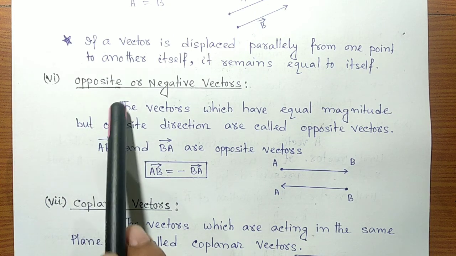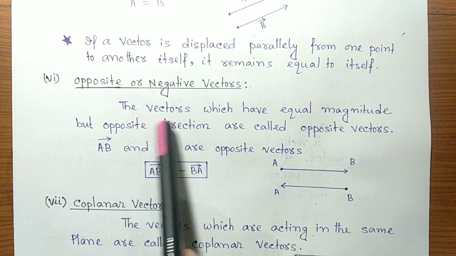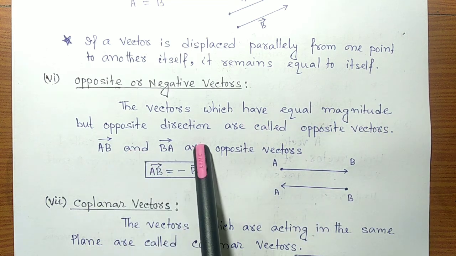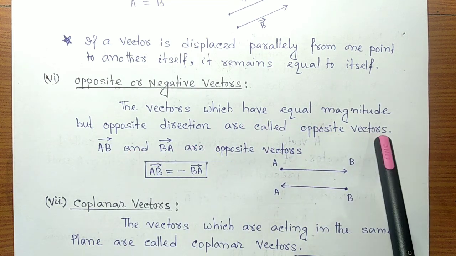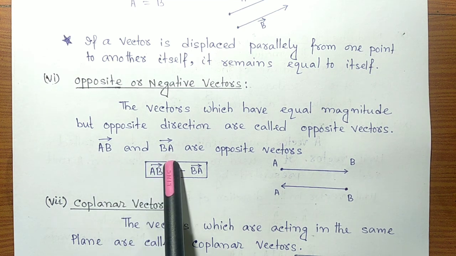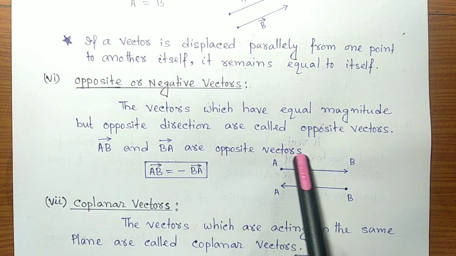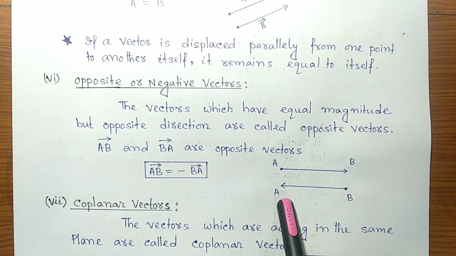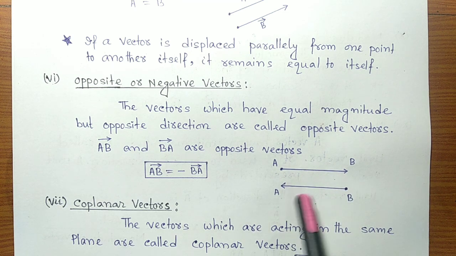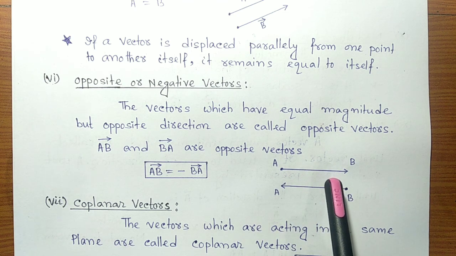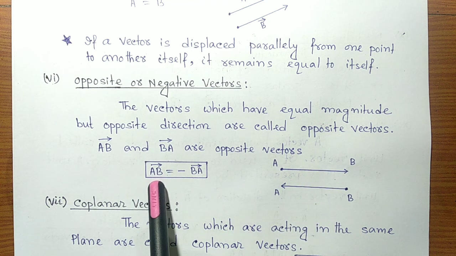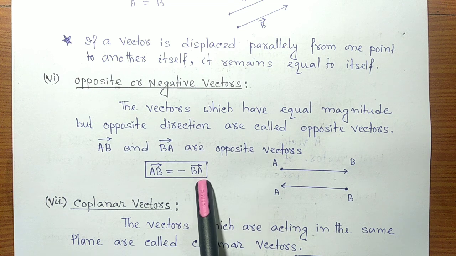Next is opposite or negative vectors. The vectors which have equal magnitude but opposite direction are called opposite vectors. AB and BA are the opposite vectors. Here the magnitude of AB and BA are the same but the direction of AB and BA is opposite. So they are opposite vectors. Now in that case we can write AB is equal to minus BA.